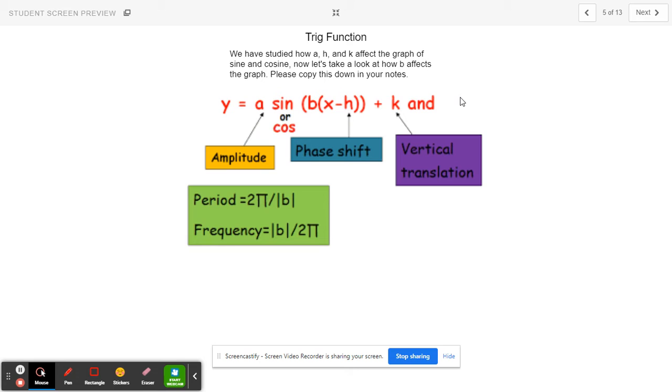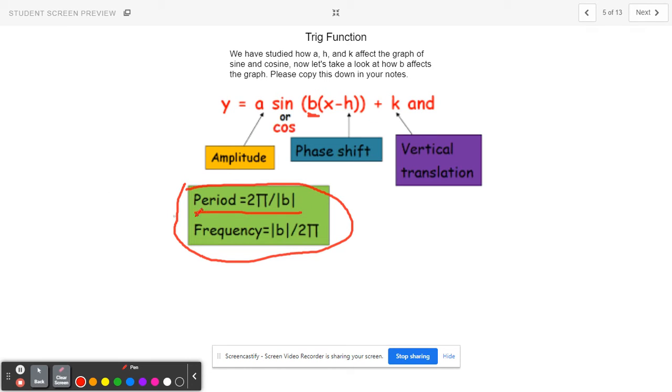All right, so here is the trig function, the sine and cosine function with all the transformations in it. We've studied a, h, and k already. What we're going to focus on today is this b. How does this b affect our period? If you can, write down this whole slide in your notes, because this is going to be very important for today. The period is 2 pi over the absolute value of b. In fact, today we're just going to always keep b positive. When b is negative, it's a reflection over the y-axis, so we're just going to keep it positive today, so we don't have to worry about that.